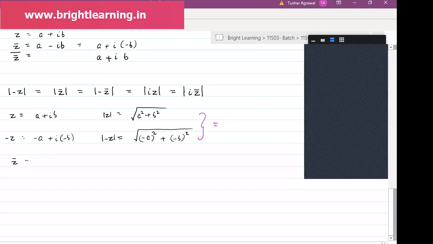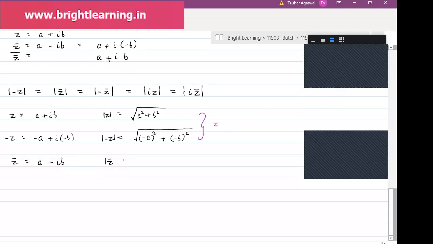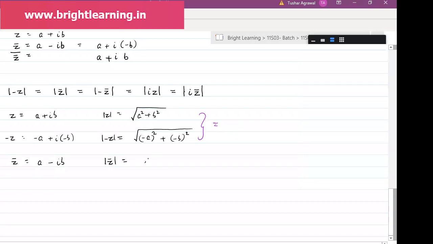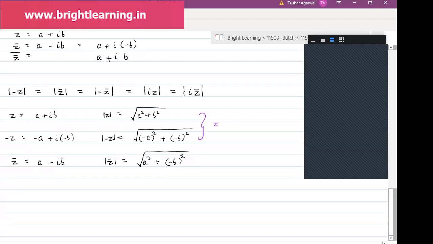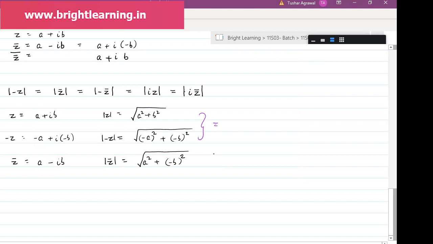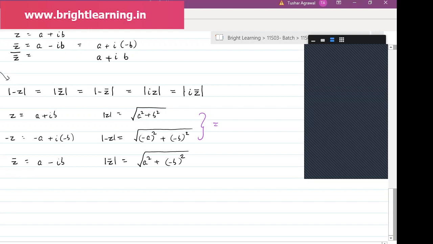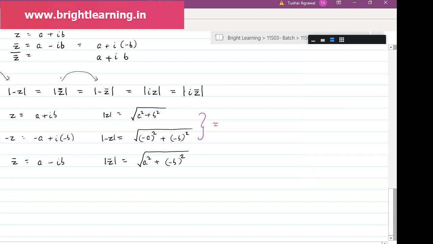Then what? z bar. What is z bar? Nothing difficult. a minus ib. So the magnitude of z bar will be the square root of a square plus minus b complete square. It's just again the same thing. We got the square root of a square plus b square. So the second equality is also verified. The complex number and the negative of that complex number have the same magnitude. z bar is also some complex number, so the negative of z bar is the negative of that complex number. We need not prove this equality again. It was proved earlier in the first one.